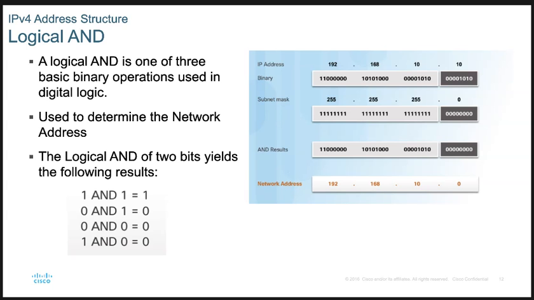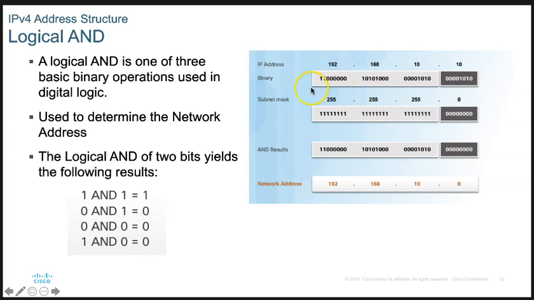So I asked the question, how does a computer know if the machine it needs to talk to is local or remote? Another way to put it: how does a computer identify what part of an IP address is the network ID and what part is the host ID? It goes through a process known as ANDing, right?